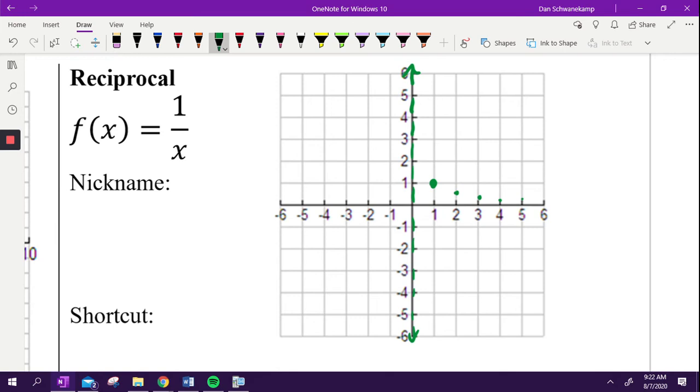Let's plug in a negative number. So a negative number I could plug in here is -1. If I plug in -1, I'm going to get -1. And I'm going to get the exact same shape here, but now I'm going to be down here in quadrant 3. It's going to get me that graph right there. Show me with your arms. What does that thing look like?